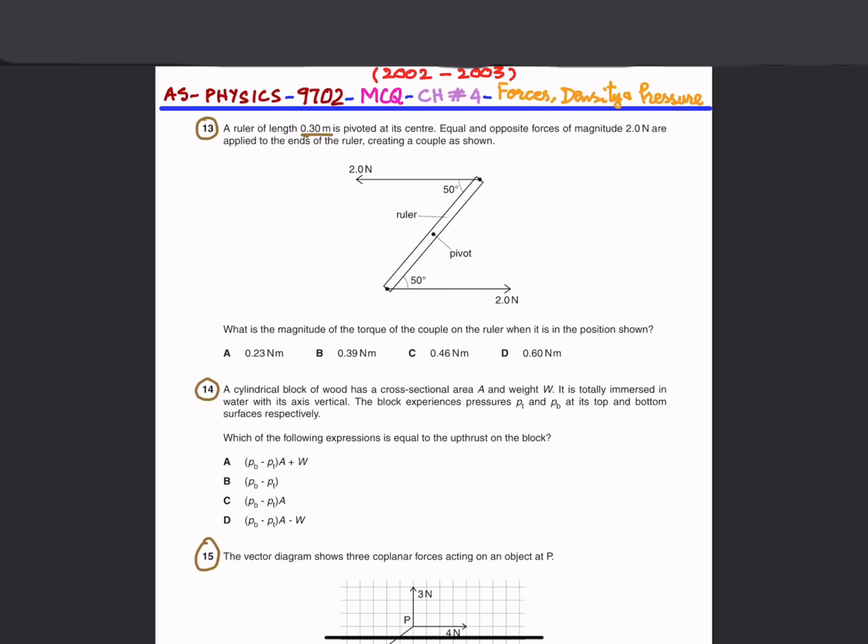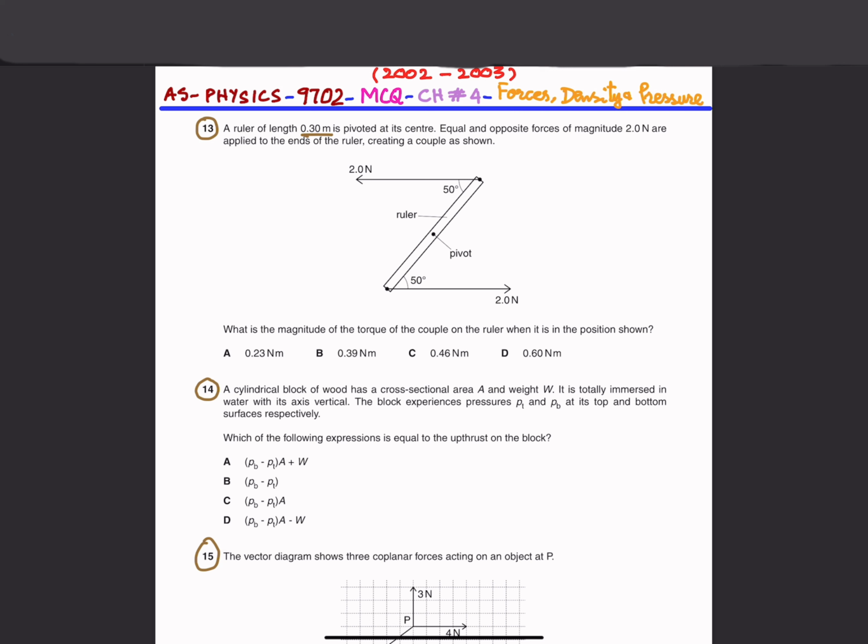Hello students, as we have started MCQs, in the last two lectures we have discussed MCQs of chapter number 2 and chapter number 3. Here we are starting MCQs of 2002-2003 questions based on chapter number 4, force, density and pressure.